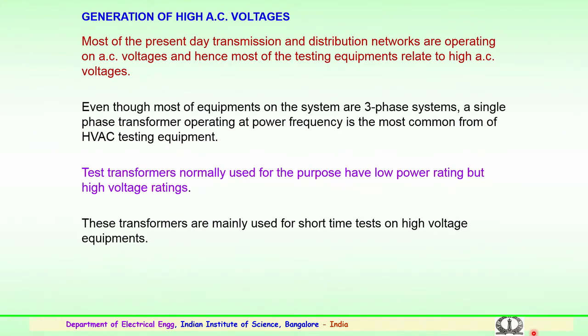The test transformers which are used for the purpose have a very low power rating, but high voltage rating. So, the current rating will be very less and the power rating will be less, but the voltage rating will be very high, which is required for the testing of any high voltage equipment which is used for the transmission or distribution systems.